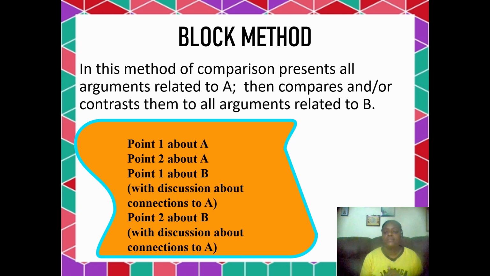The next method in writing comparison and contrast pieces is the block method. In this method of comparison, we present all the arguments relating to one. So if we are writing about the same two persons, we would write all about Sir Alexander Bustamante first. Then we compare and contrast the arguments as we write the B section. So we are now going to write everything that is relating to the second person, but we are making some comparison and contrast as we go along.